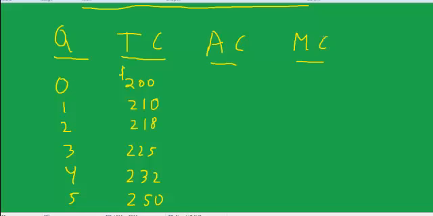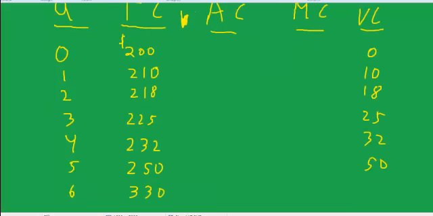We should probably put variable cost. I'll put variable cost over here. The total variable cost for 0 units of output is 0. For 1 unit of output is 10. So we just subtract total cost minus the fixed cost to get variable cost. So we get 18, 25, 32, 50, and I've got one more line here if I can get it on the screen. That'll be, I guess, 130. So those are all the variable costs.